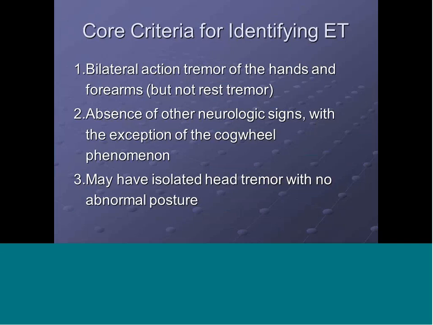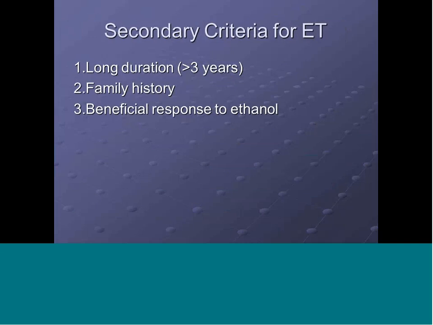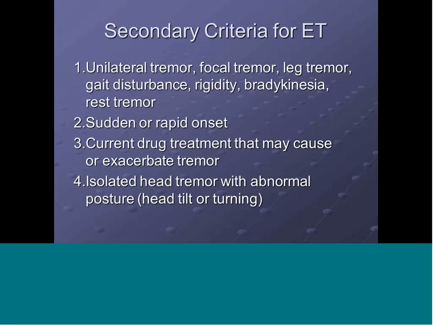People who have essential tremor for years and years or decades sometimes develop subtle Parkinsonian features. However, that is more related to the presence of long-term essential tremor. They may have isolated head tremor with no abnormal posturing. Abnormal posturing is suggestive more of dystonic tremor. Secondary criteria for essential tremor includes long-term duration, at least 3 years or longer. Family history is helpful, and beneficial response to alcohol.